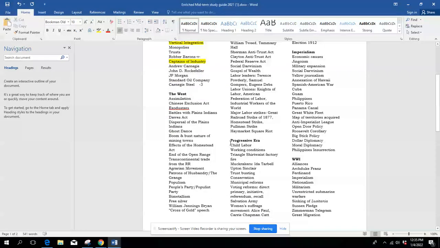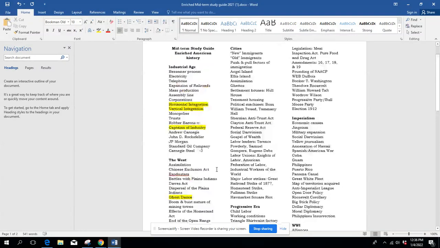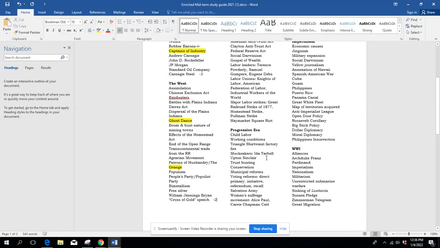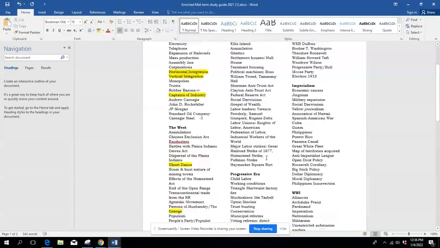I'll go through the West again. Ghost dance. Boom and bust, well, I know what the boom and bust is. I don't know what the ghost dance is. The Grange. What the heck was the Grange? At the end of this, again, you would count how many.